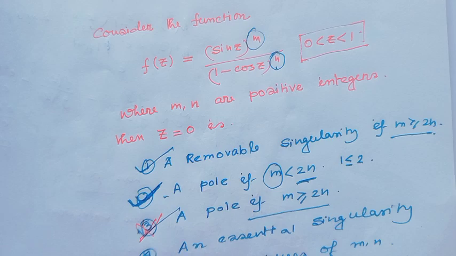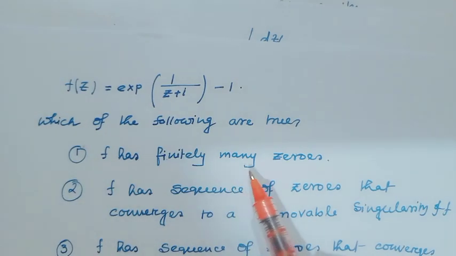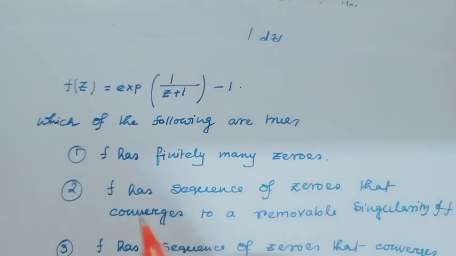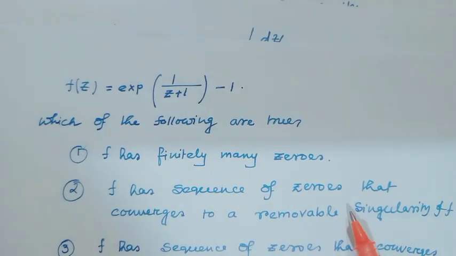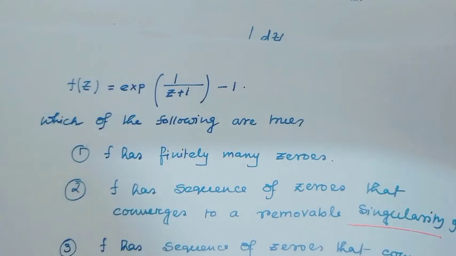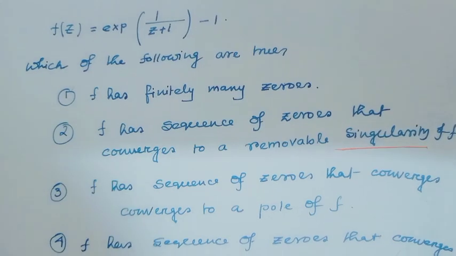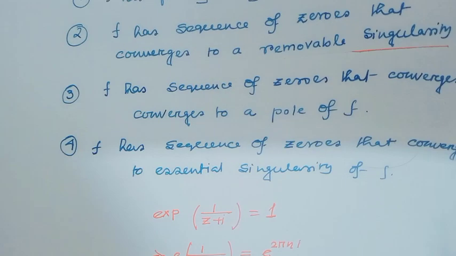Okay. Next question, exp(1 over (z plus i)) minus 1. Which of the following statements are true? Option 1, f has finitely many zeros. Option 2, f has a sequence of zeros that converges to a removable singularity. Option 3, f has a sequence of zeros that converges to a pole. Option 4, f has a sequence of zeros that converges to essential singularity of f.